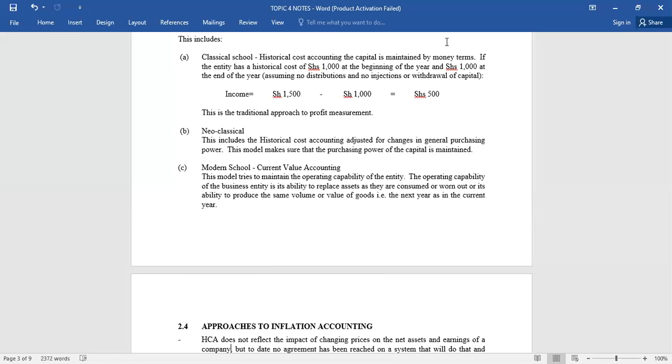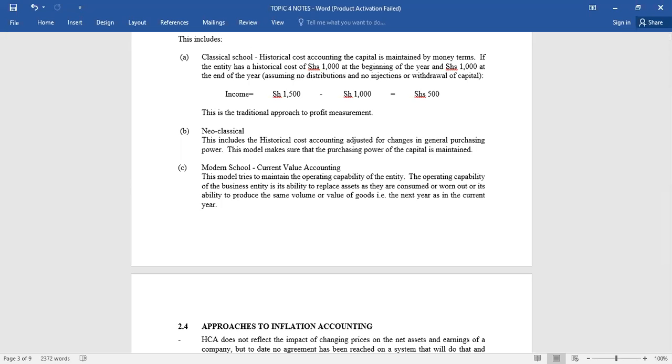We have a lot of opposers in this model than any other. Now, this model tries to maintain the operating capability of the entity on what we call the going concern concept. We are assuming that our business is a going concern. So the operating capability of the business entity is to replace the assets that are worn out, consumed, and we get other ones that are more effective, because our concern here is to produce more and ensure that we maximize the profits for the shareholders. Are we there?